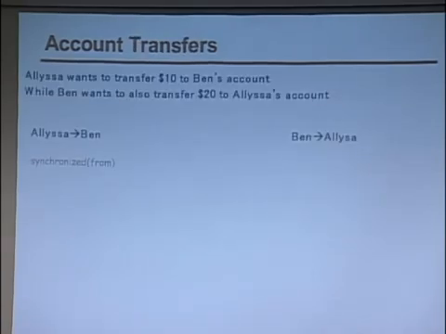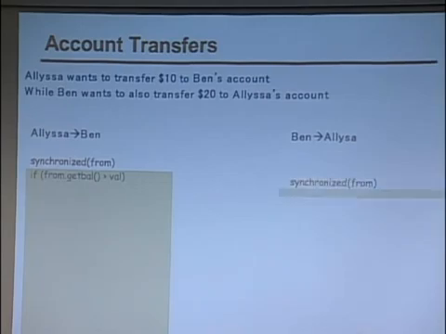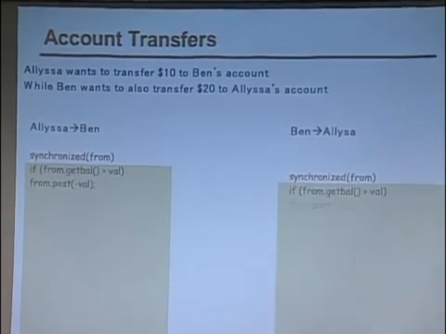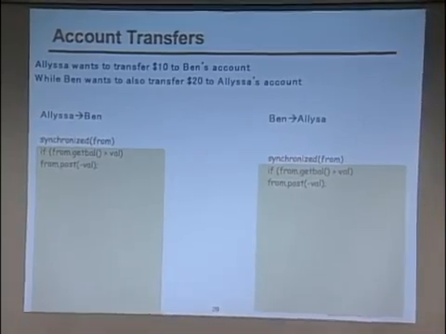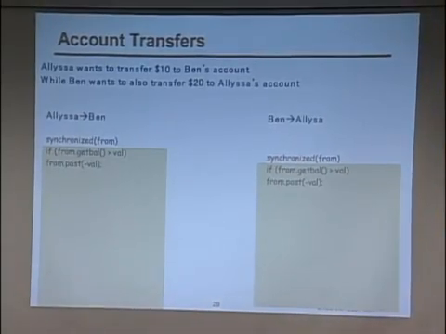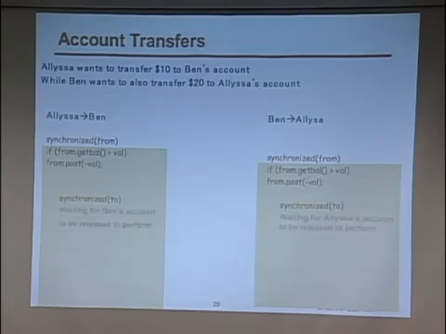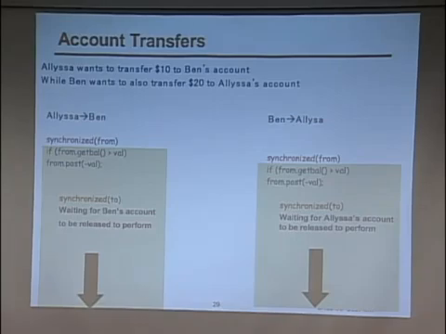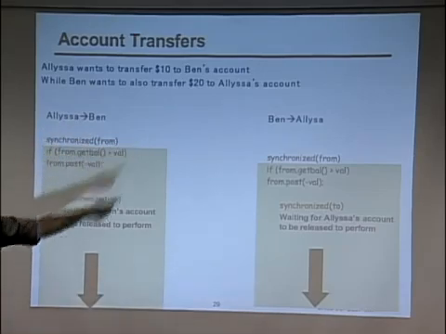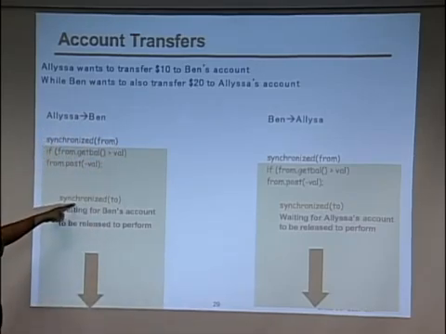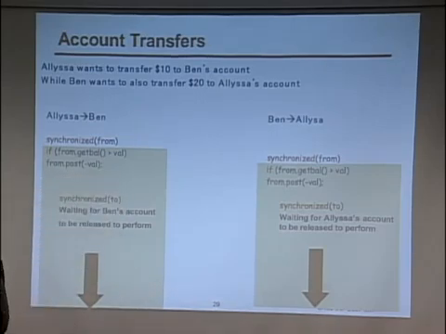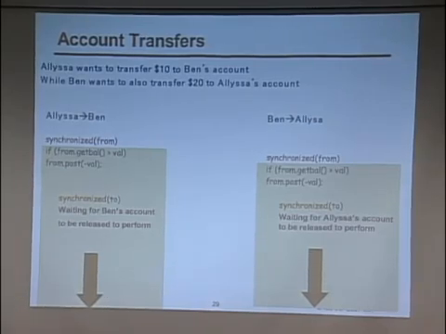Let's see what happens. Assume Elisa wants to transfer 10 to Ben's account, and Ben wants to transfer 20 to Elisa's account. This one gets the value in here and synchronizes the to account. Now I am holding Elisa's account, and the other is holding Ben's account. Inside, I want to synchronize Ben's account, so I have to wait till Ben is released, and he wants to wait till Elisa is released. Nobody's going to release, and you're hung. You are in what you call a deadlock situation. That's a deadlock.